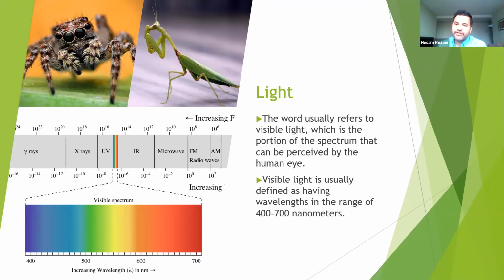The word usually refers to visible light, which is the portion of the spectrum that can be perceived by the human eye. This is very important, because this is what we are talking about, and this is not the whole meaning of light and visible light. Let's say that when we are talking about photography and exposure and light, now I have a question. Do you think that we can take a photograph without light?